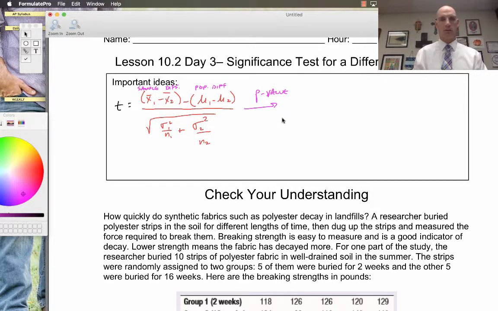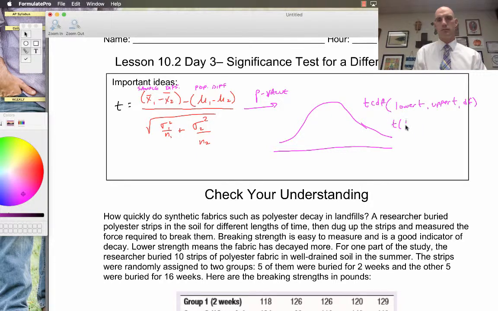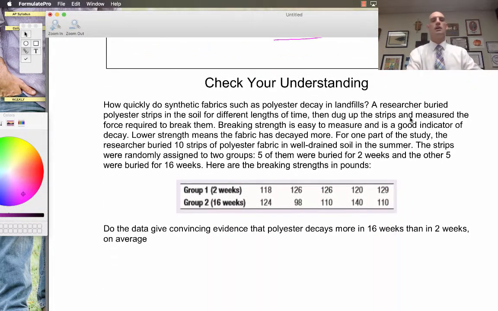What we're then going to do is look at our graph and ask ourselves, is this significant? And so we're going to use tcdf, with lower t, upper t, and then use our degrees of freedom. Okay, so here we go.